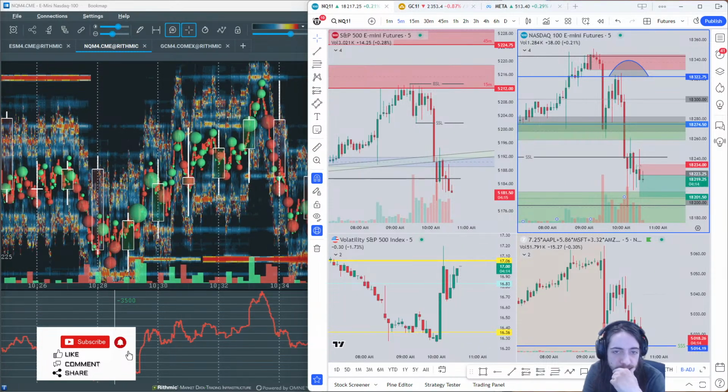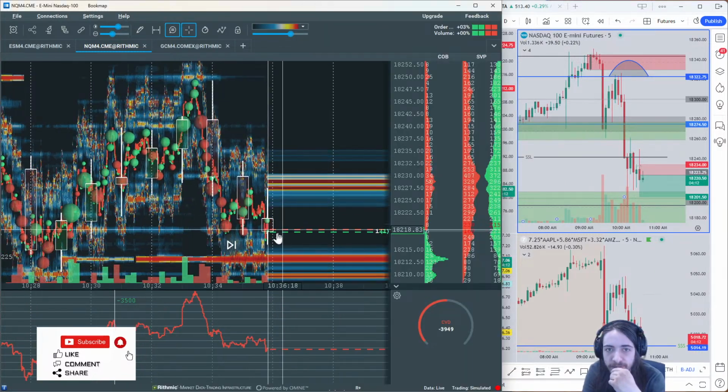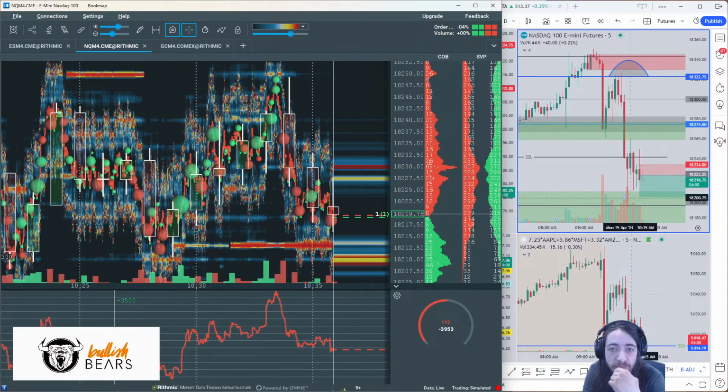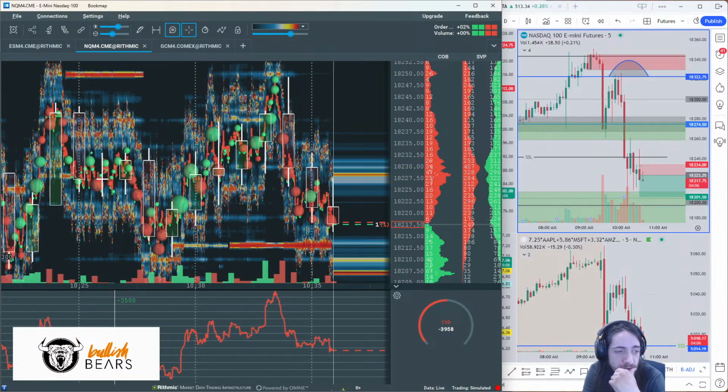Okay, back green on this. Staying patient. Want to see that selling pressure step in and sweep that. There we go. They just pulled those orders right there. Be careful.